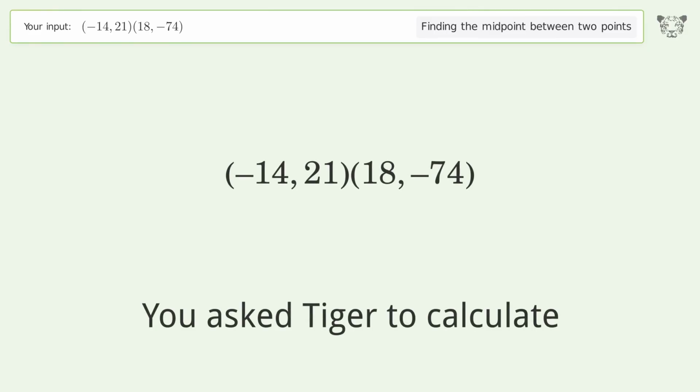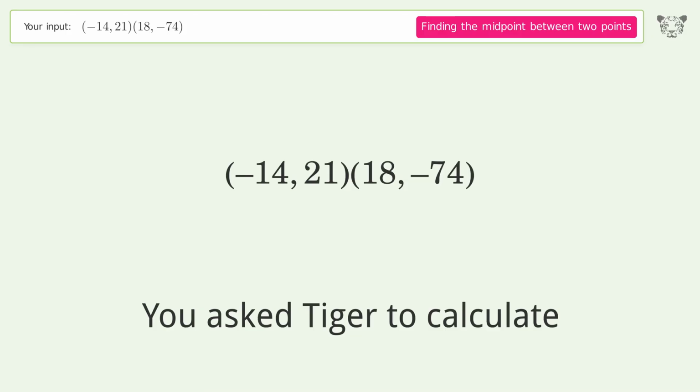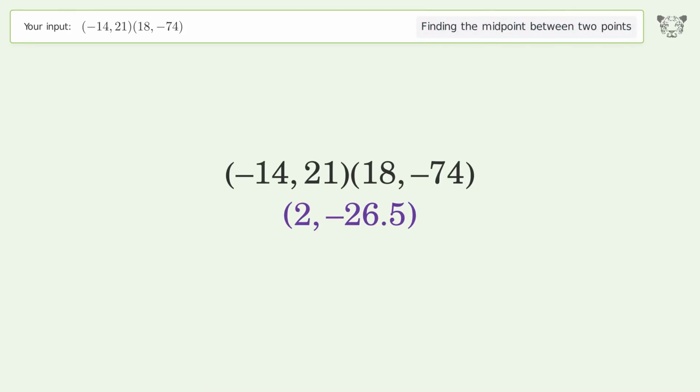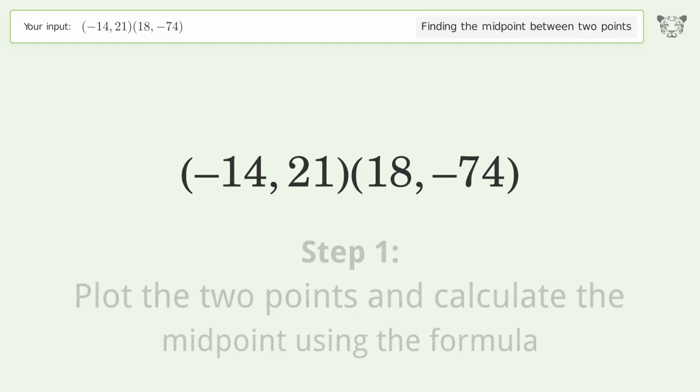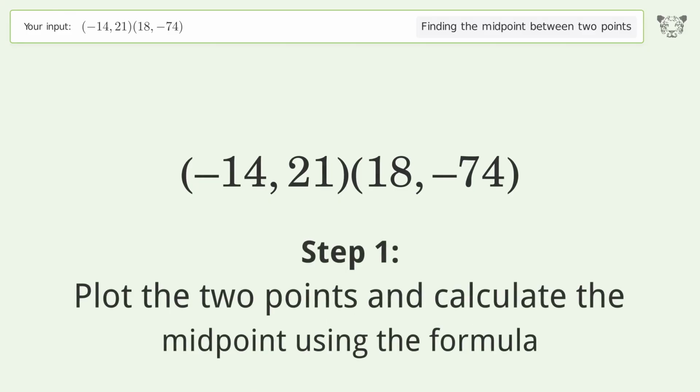You ask Tiger to calculate. This deals with finding the midpoint between 2 points. The midpoint between the 2 points is 2, -26.5. Let's solve it step by step. Plot the 2 points and calculate the midpoint using the formula.